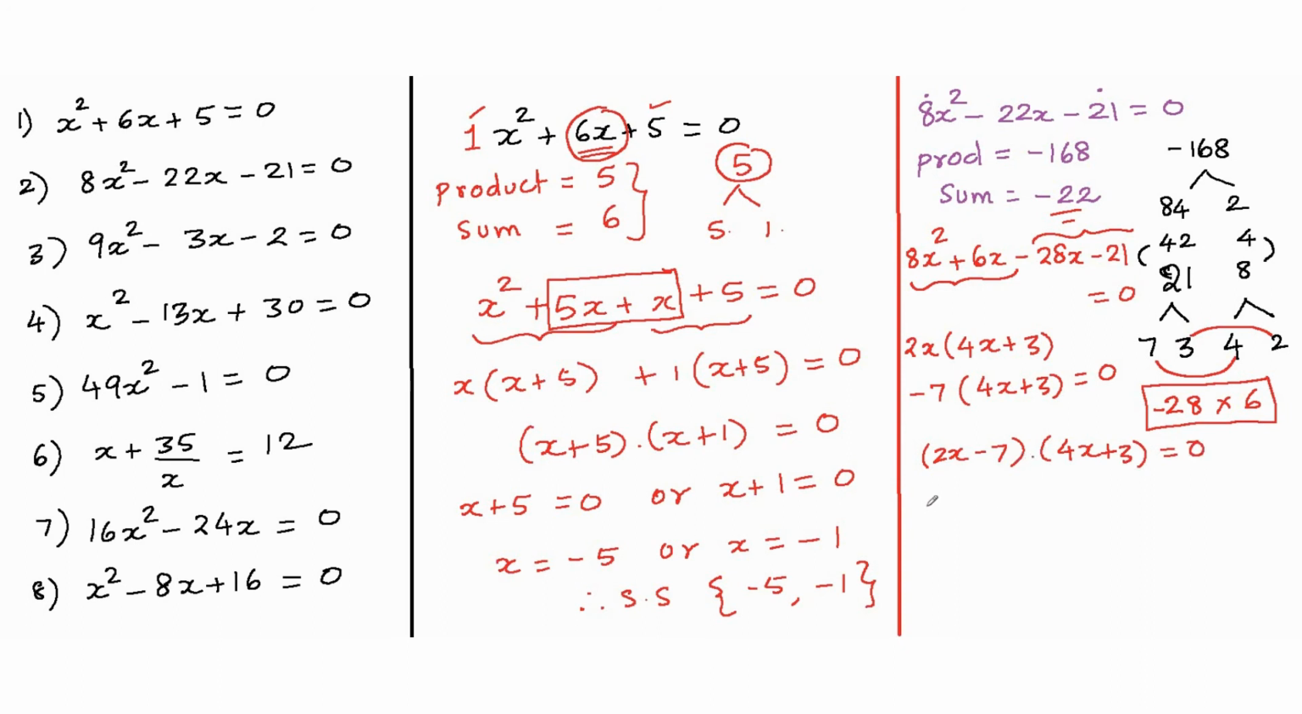Now if the product of two terms is 0, it means that one of the two terms has to be 0, which means 2x minus 7 is 0 or 4x plus 3 should be 0. This would imply x is equal to, taking the negative 7 to the other side, 7 by 2, or x is equal to, taking the 3 to the other side, negative 3 upon 4. This is the solution set for the given quadratic equation. So this is how we use the splitting the middle term technique. Let me pause for a minute before I pick the next two problems.